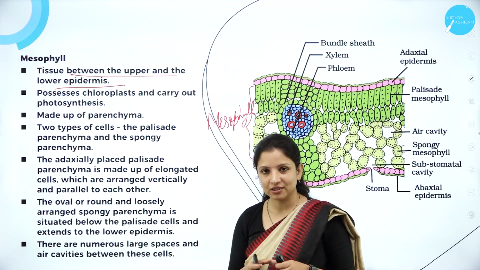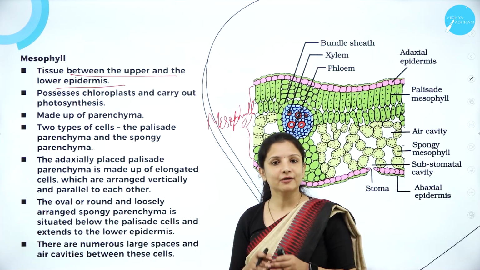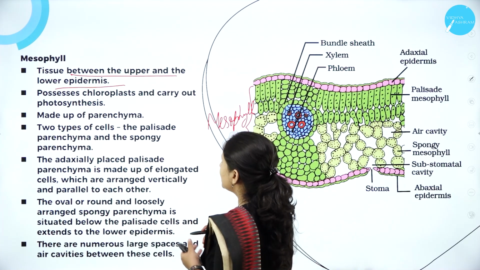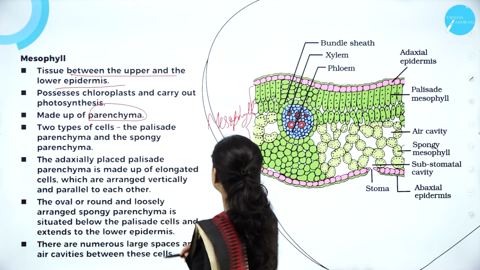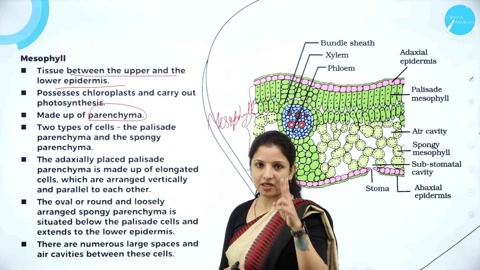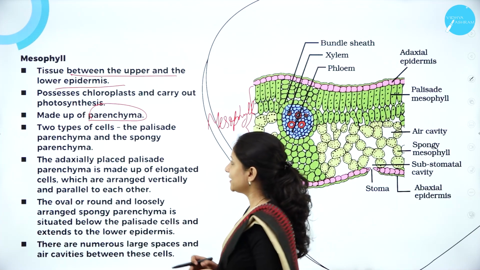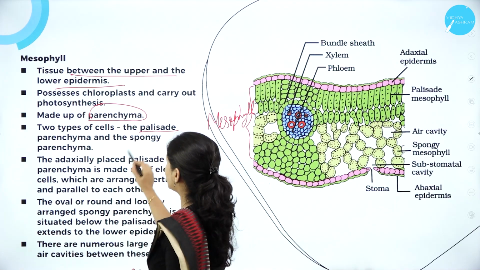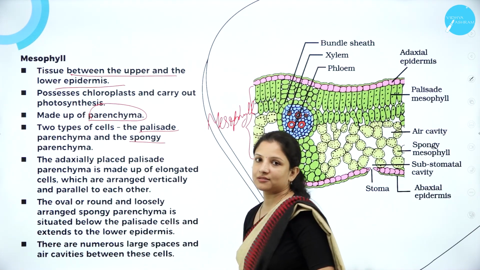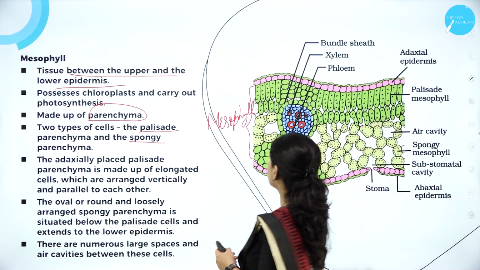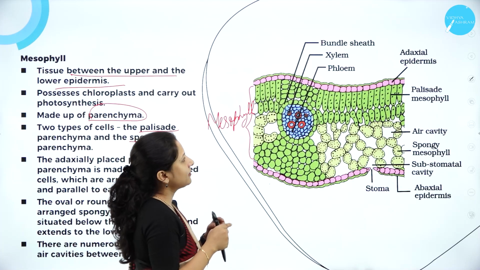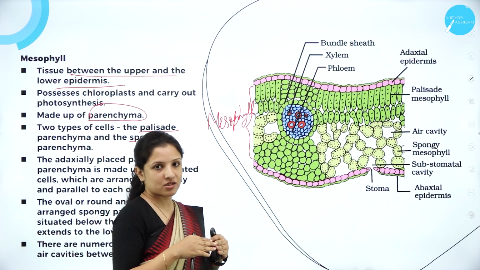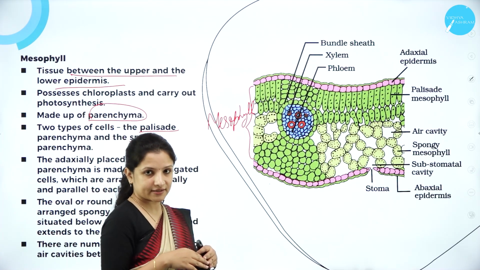carry out photosynthesis because they contain a pigment called chlorophyll. And these chloroplasts are present in parenchyma cells. So usually they are made up of two types of parenchyma cells, palisade parenchyma cells and spongy parenchyma cells. What is the difference? So look at the palisade parenchyma cells. They are elongated and they are arranged close to each other without much intercellular spaces.